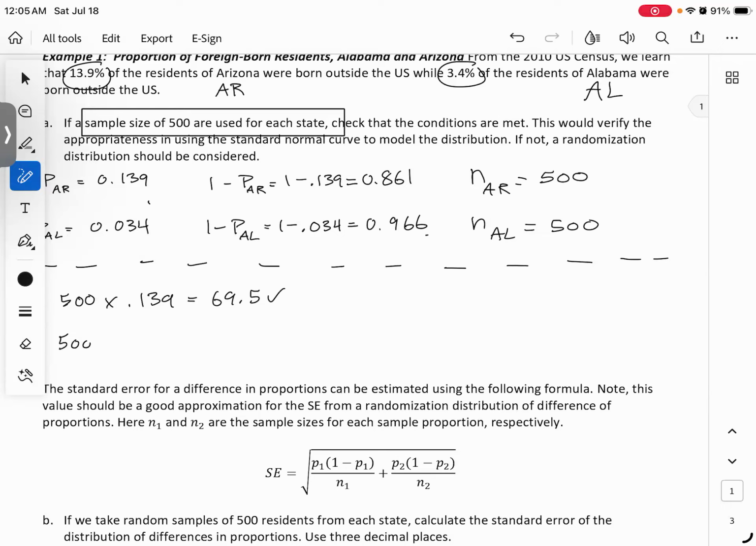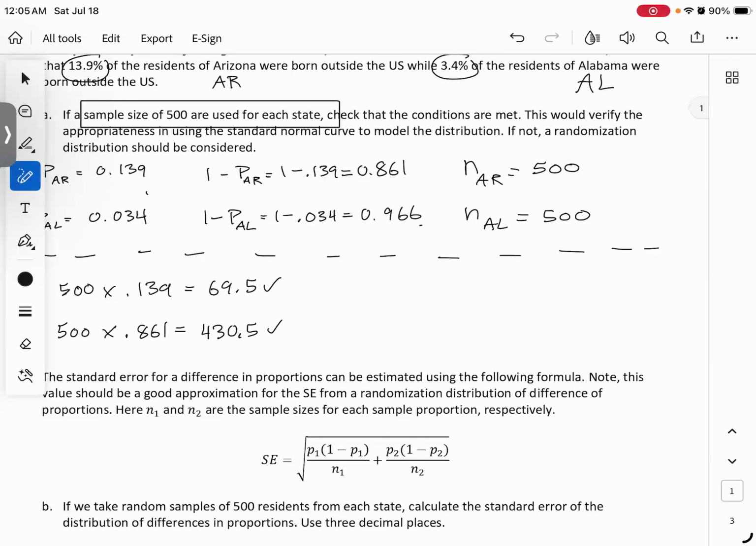Then we'll take the sample size of 500 and multiply it times the complement. So each of the proportion and complement both get a turn to dance with the sample size, and that one is also really good. So two check marks, two to go.